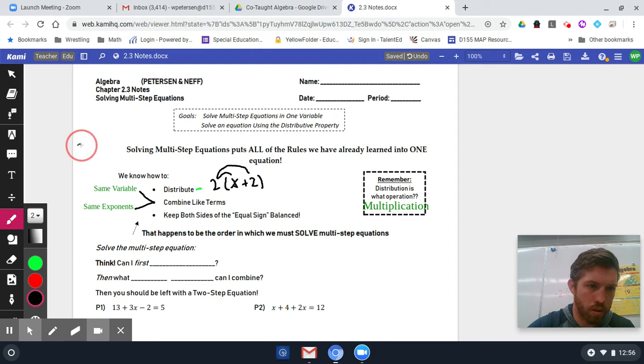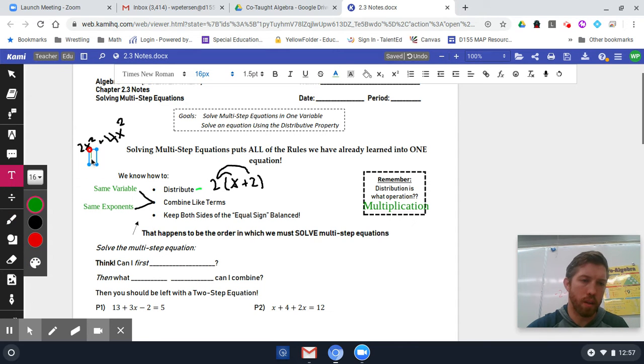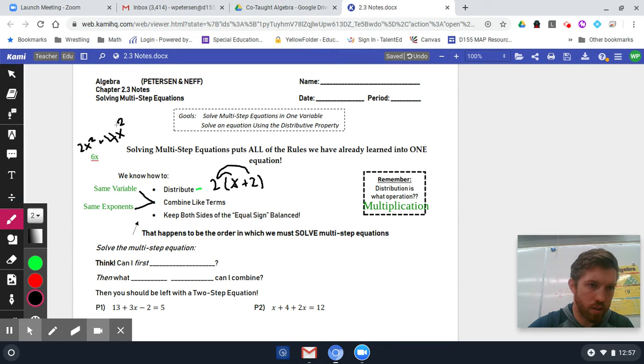So such as 2x squared plus 4x squared. Those both have the same variable. They both have x. They both have the same exponent, right? So we can combine those to get 6x squared. Little 2. There you go. 6x squared.